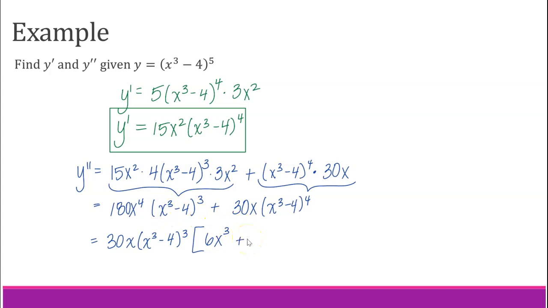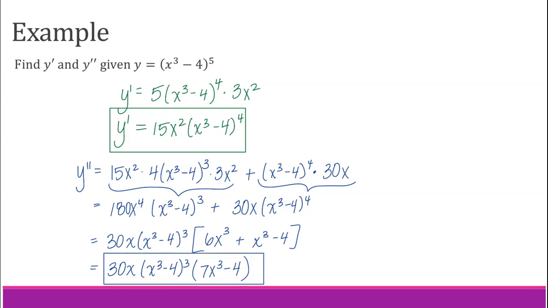And now plus the second term, I took out 30x, but only 3 copies of (x cubed minus 4). So I'll have one copy left, (x cubed minus 4), to the 1st power. There's no need to put parentheses around it if it's just to the 1st power. So that's all I have left, and inside those brackets I have some like terms, so I'm going to write my answer as 30x times the quantity (x cubed minus 4) to the 3rd times (7x cubed minus 4). And there's no other factoring I can do, so I am done.